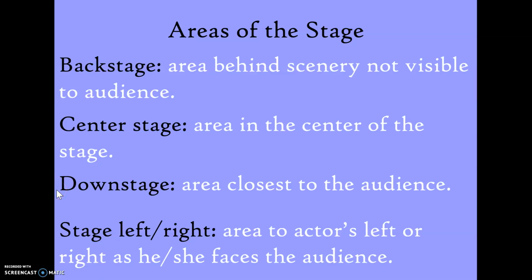Downstage, now this is where it gets a little confusing. When you hear the word downstage, you would think that it would be further back on the stage, but this is actually the area that's closest to the audience. So think of it in terms of it's the edge of the stage. And then you have stage left and right. This is going to be the area to the actor's left or right when they face the audience.